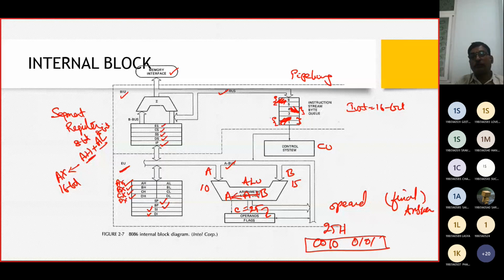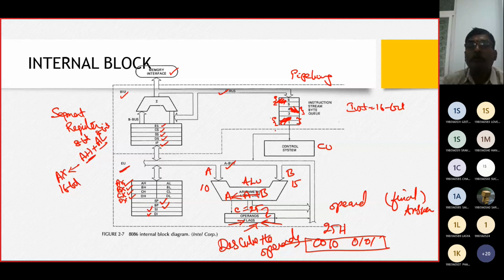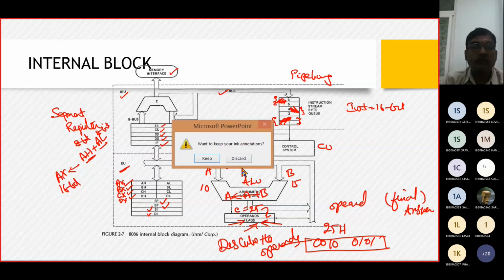Now you need to describe the operands. We need to describe the operands. How can I describe that operand? It is going to be done with the concept of flags and the flag register. It is going to be done with the concepts of flags and the flag register. So we are dealing with flags.